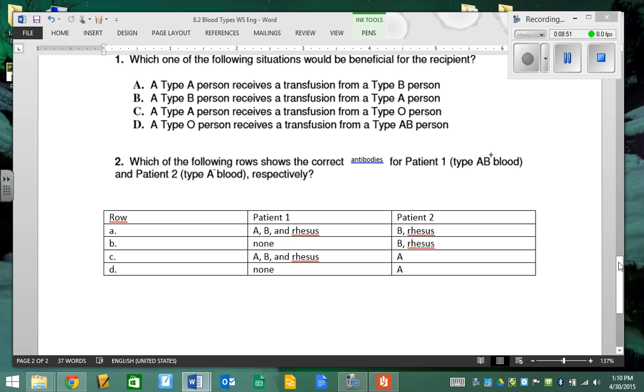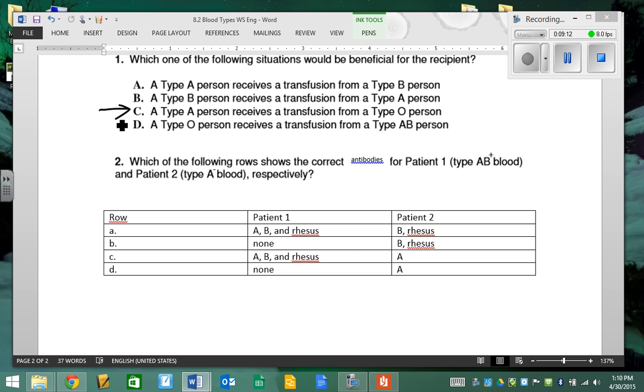So can a type A person receive a transfusion from a type B person? No. Can type B receive from type A? No. Can type A receive from type O? And there it is. Anybody can receive type O blood, so C is the best answer.